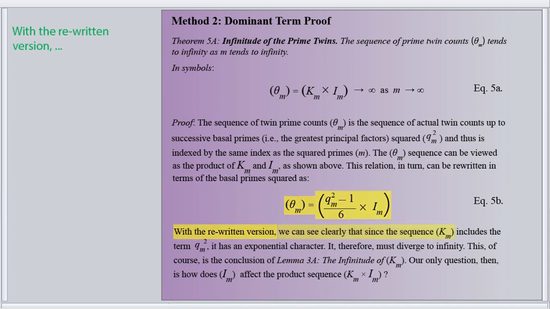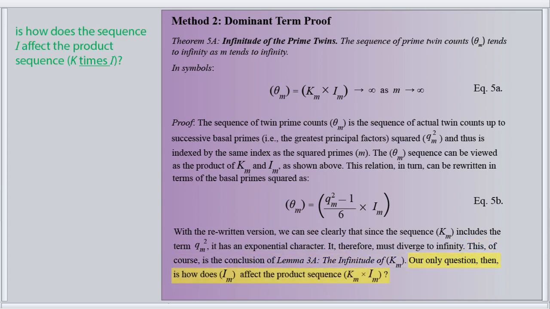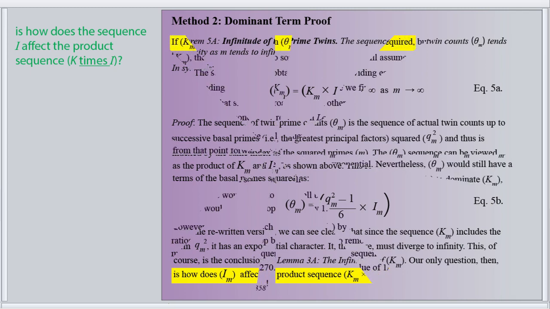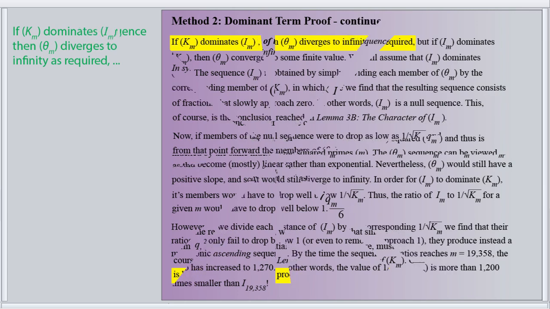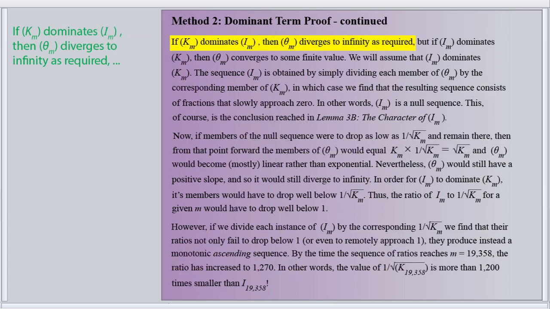With the rewritten version, we can see clearly that since the sequence k includes the term q sub m squared, it has an exponential character. It therefore must diverge to infinity. This, of course, is the conclusion of lemma 3a, the infinitude of k. Our only question then is how does the sequence I affect the product sequence k times I? If k dominates I, then theta diverges to infinity as required.